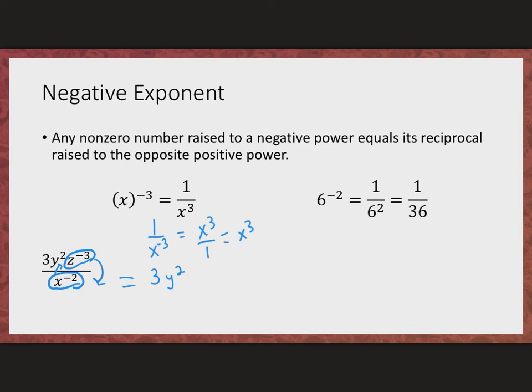3y squared is not affected by any of those negative exponents. The z to the negative 3 will move down to the denominator. We have z to the third in the denominator, and our original denominator had a negative exponent. That moves up to the numerator, becomes x squared on top. So we have 3y squared x squared over z to the third. And actually, there's no more simplification we can do here, because all the numbers have different bases.